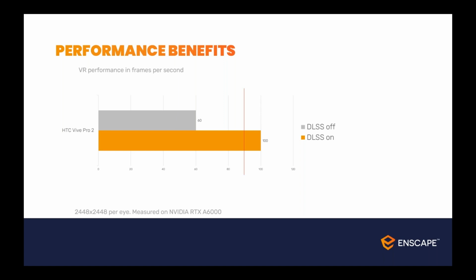But for VR, you usually want to have above 90 FPS to get a completely smooth experience and to avoid things like motion sickness. And DLSS allows us to do that easily. We reach 100 FPS with DLSS enabled on that HTC Vive Pro.